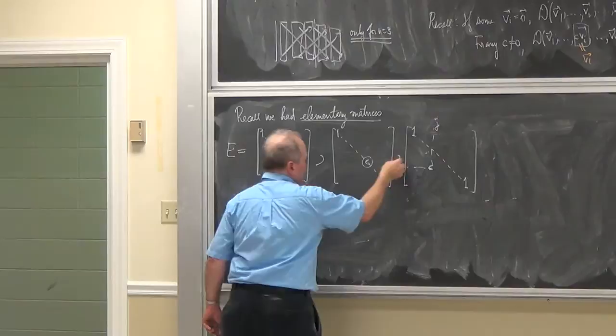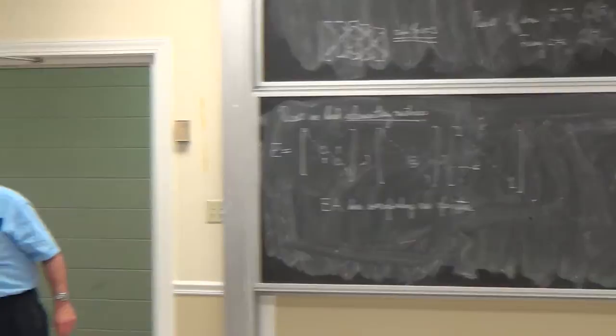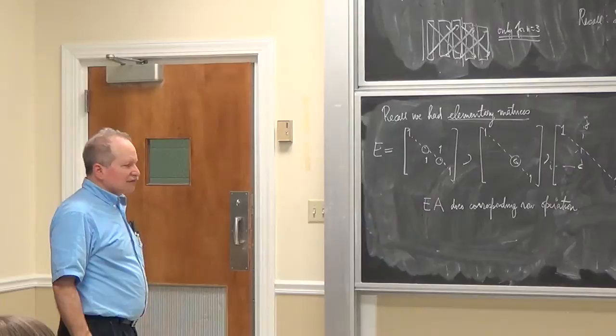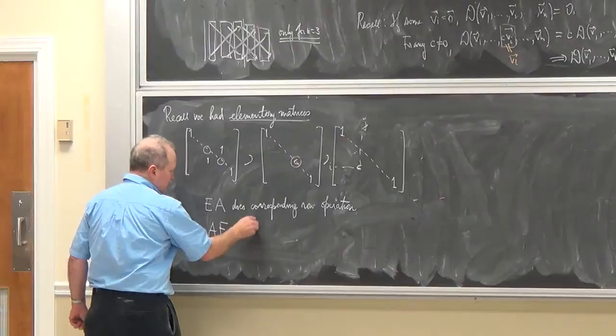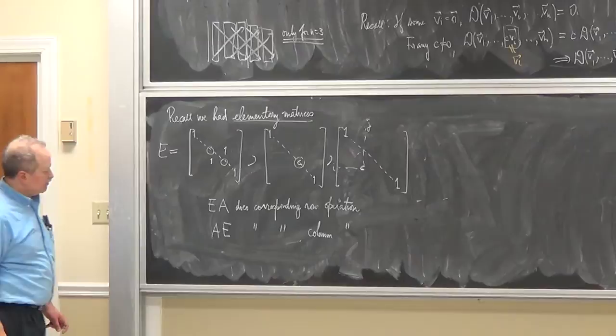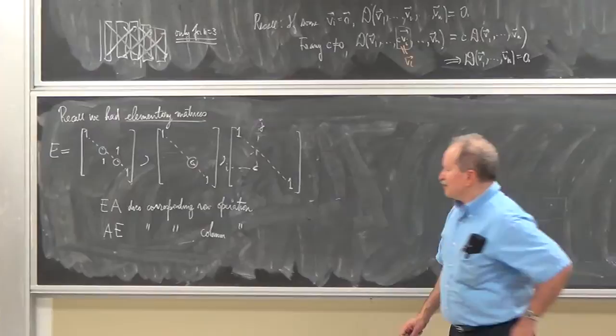Well, anybody have a wild guess what you're going to do for column operations? A times E. Right. Then you're going to put the E on the other side. If you do A times E, then it's going to do the corresponding column operation. Believe that? You want me to discuss it or should we just move on? It is important.